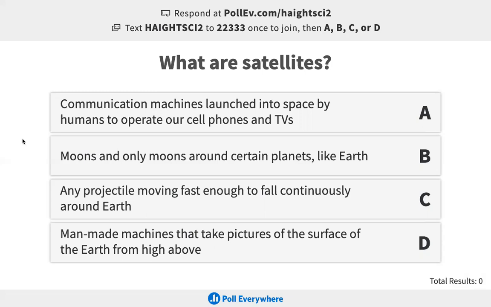First question is, what are satellites? A, communication machines launched into space by humans to operate cell phones and TVs. B, moons and only moons around certain planets like Earth. C, any projectile moving fast enough to fall continuously around Earth. And D, man-made machines that take pictures of the surface of the Earth from high above. So go ahead and post your answer. And I'll show the results once we've got a good total number of responses.